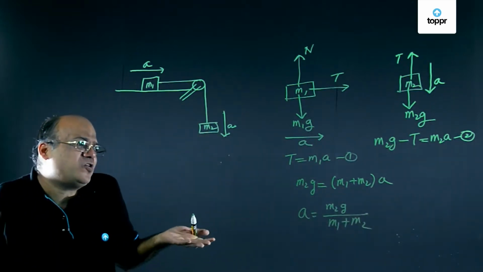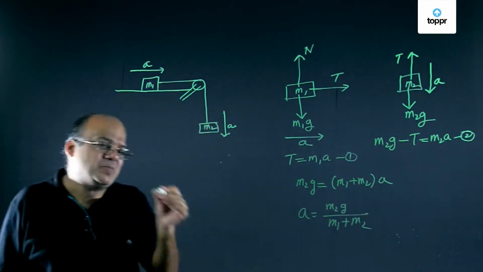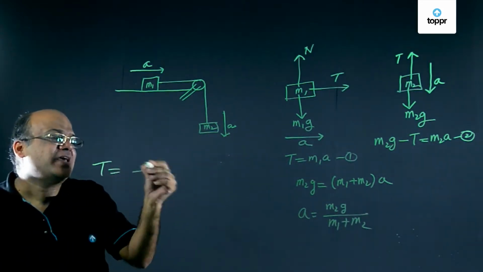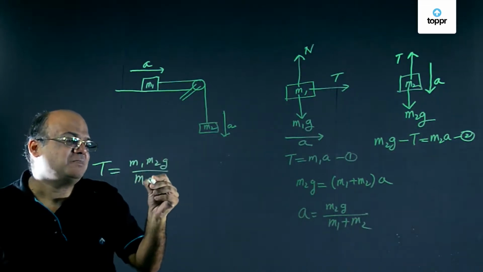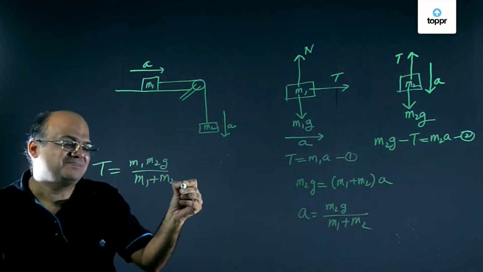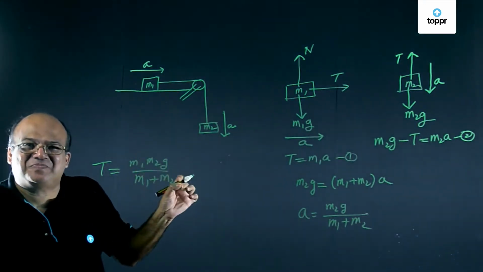And once you found acceleration, tension is very easy. T equal to m1a. So what will be tension? Tension will be m1m2g by (m1 plus m2). So this is how we solve this simple problem.